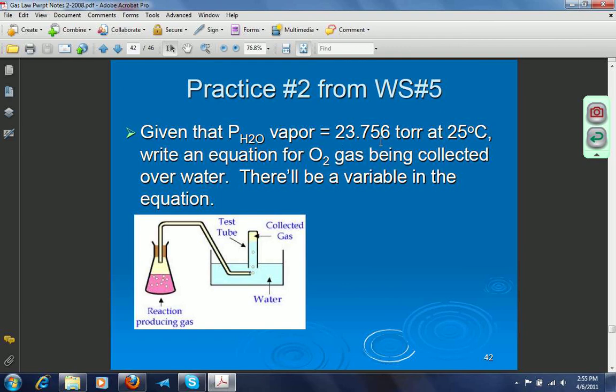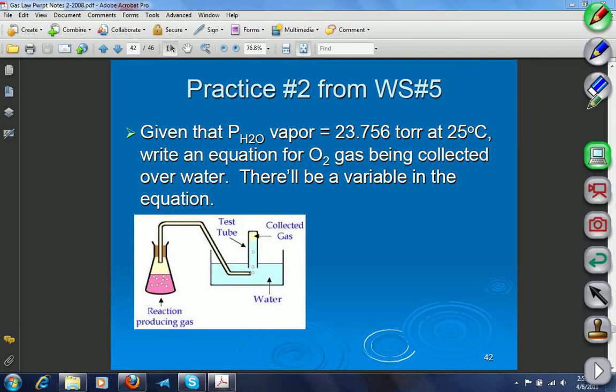So let's do practice number 2 from worksheet 5. So given that the pressure of water vapor is 23.756 torr, here we are in torrs, at 25 degrees Celsius, write an equation for oxygen gas being collected over water. And this is a variable. This one's kind of a strange one, that's why I'm going to do it for you.